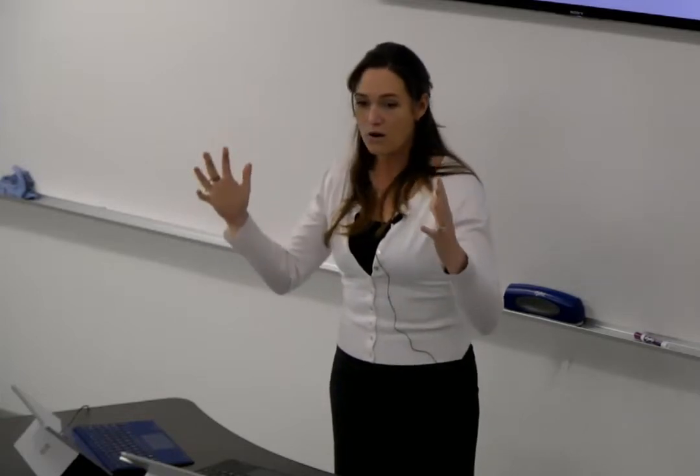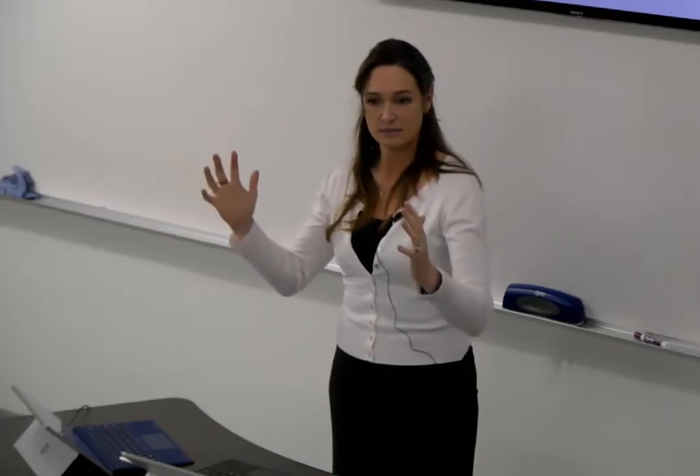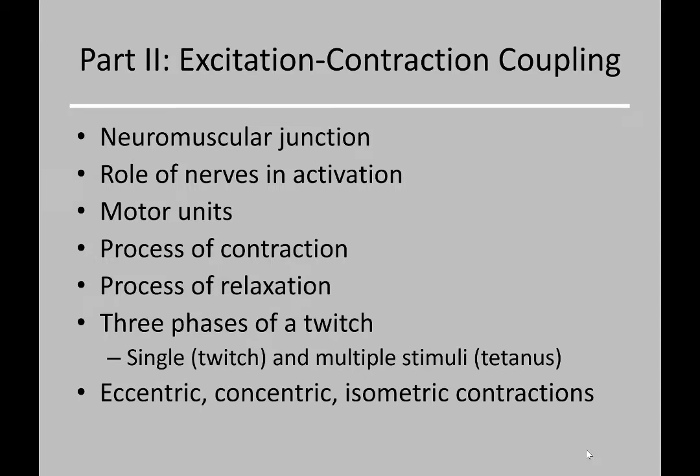The components and regions of a sarcomere. I really care about what are the ends of a sarcomere? Z-lines, Z-line to Z-line. Okay, excitation, contraction, coupling. The neuromuscular junction, what is that? What part of the nerve? Tell me about the neuromuscular junction.